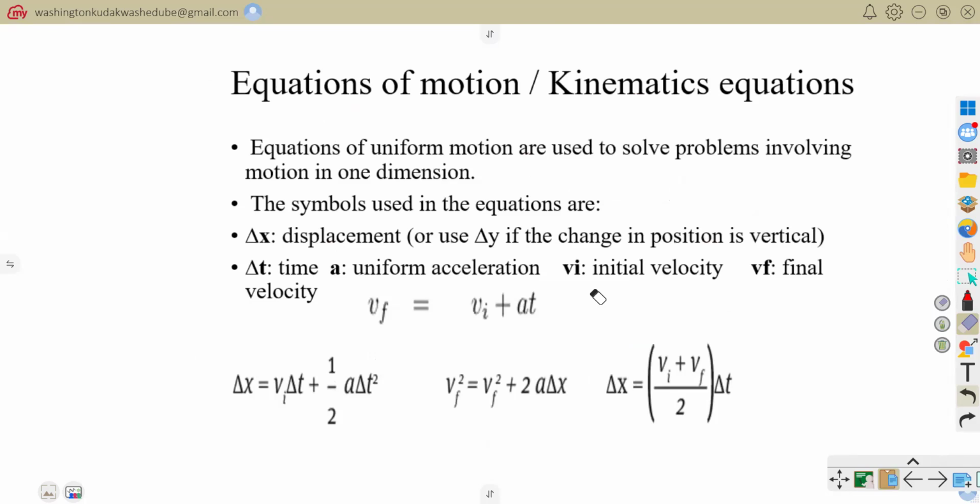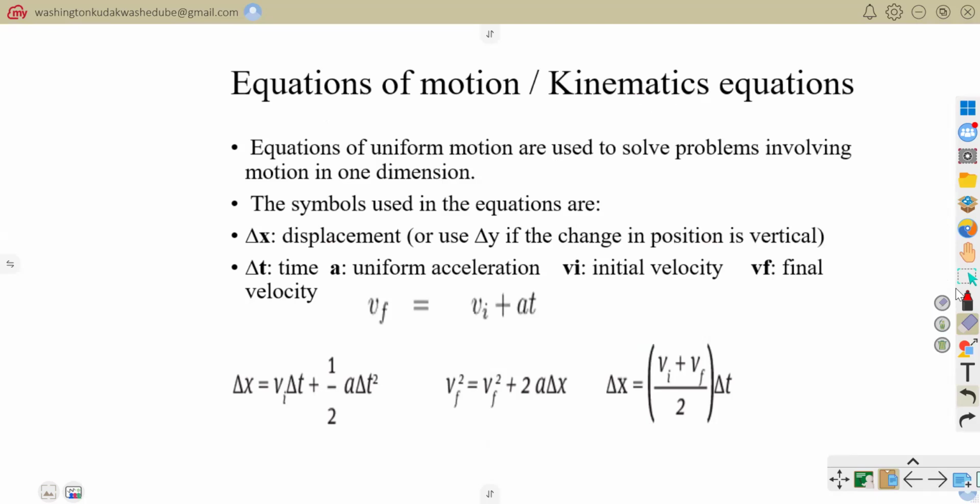Now, since we have described motion in one dimension to be motion in a straight line, and we have given the features of how we describe that motion, to say that it can either be uniform motion or uniform acceleration, and we have defined terms to do with the features of our description of motion, which are position, displacement, distance, and then we said speed and velocity, and then we later said acceleration. Now we need to get to what we refer to as equations of motion or kinematic equations.